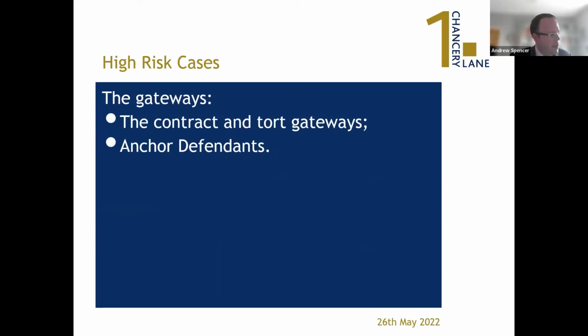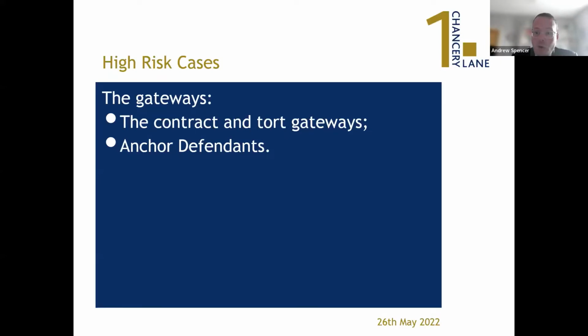So, turning to the gateways now, the particular gateways that we're going to be interested in are the contract and the tort gateways, and also the gateway that allows anchor defendants to be brought in as well. The anchor defendant gateway exists where there's already a claim taking place here, and then there's an anchor defendant already, probably somebody who's already based in the jurisdiction. But the gateway says that there is already a claim against the defendant on whom the claim form's been served other than in reliance on this paragraph. So you can't use an anchor defendant as an anchor defendant.